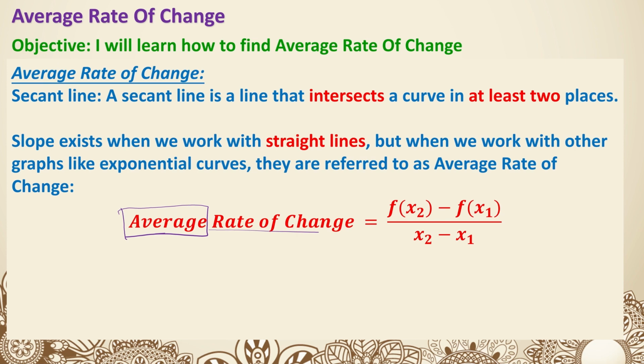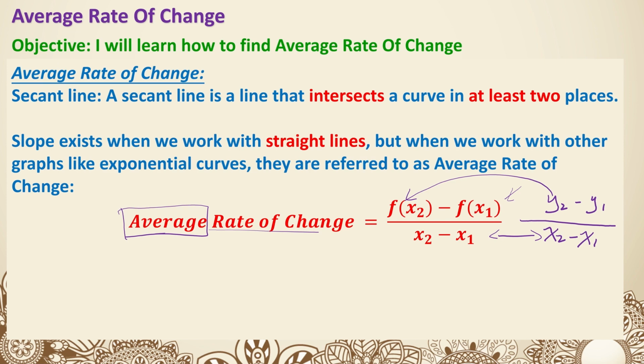The formula is f of x2 minus f of x1 over x2 minus x1. When you write the slope formula on the side, y2 minus y1 over x2 minus x1, as you may notice, the bottoms are exactly the same. As for the top, it is technically y2 and y1, but since we're talking about functions, and the relationship between x and y, that's why we replace the y2 with f of x2, and replace the y1 with f of x1.